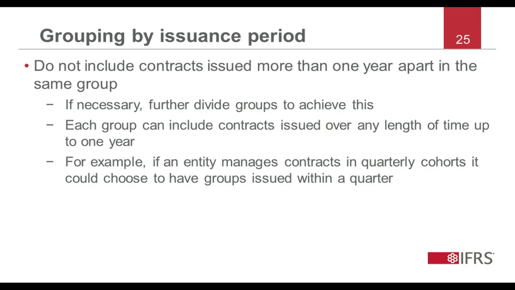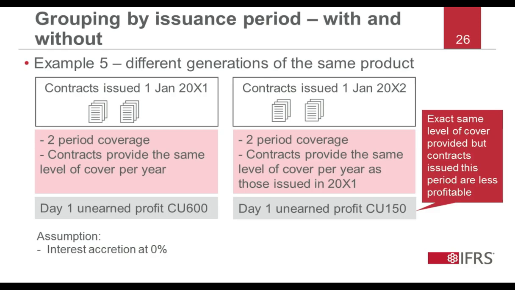This requirement is sometimes called the annual cohort requirement, but as discussed, the contracts included can be less than an annual period. For example, if an entity manages a particular group of contracts in quarterly cohorts, it could decide to recognize groups of contracts issued within each reporting quarter. The next few slides highlight the useful information provided by this requirement.